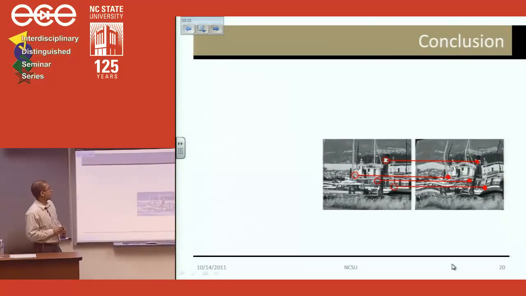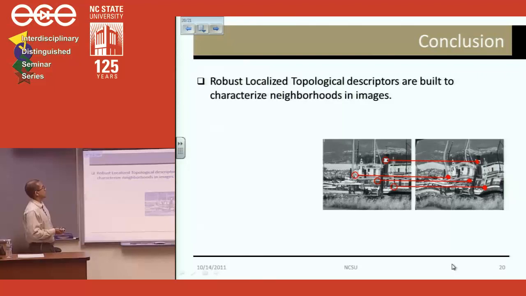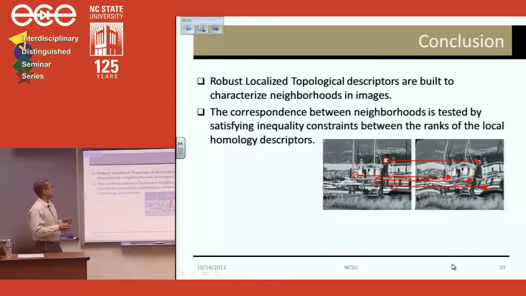And just to conclude, one of the things that we had here is that we built robust localized topological descriptors that are built to characterize neighborhoods of images. And of course, this was done by computing all these different rank conditions. And then everything was tested in terms of just simple inequalities, right? So there was a lot of work. I mentioned that some of these algorithms take a little bit of time, but they're doing very dumb computations that can be parallelized very quickly.